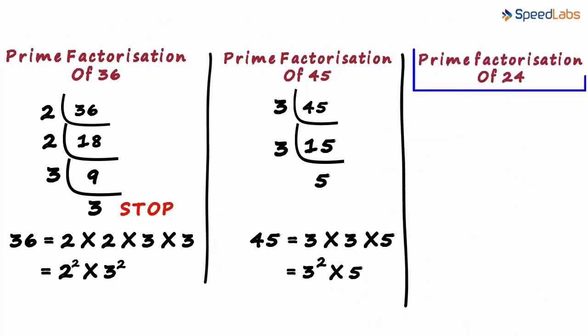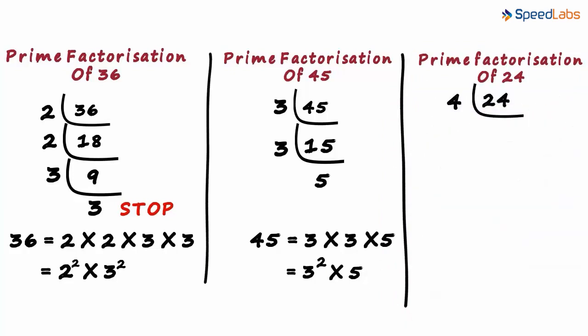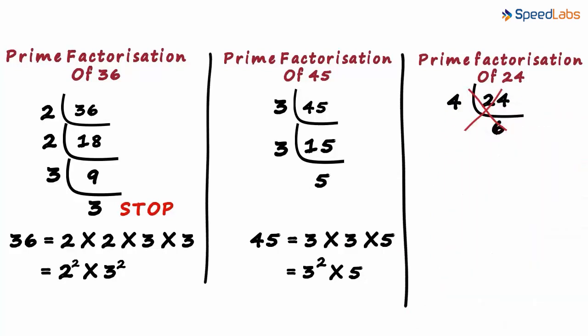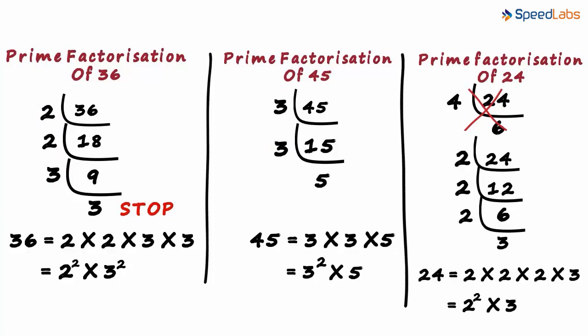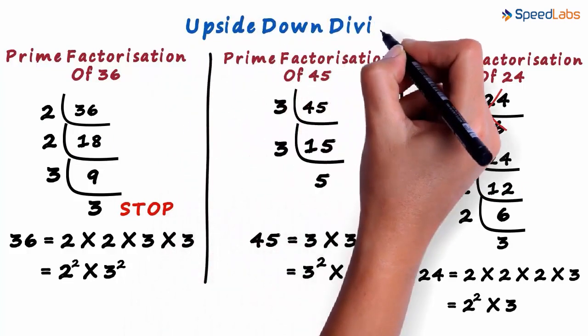We look at the prime factorization of 24. 24, as we know, is divisible by 4. 4 times 6 is 24. This is not the best way to do it. Remember, we should have only prime numbers on the left. We cannot start with 4. This is how it should look. Because the quotient is written under the dividend, this is called the upside down division method for prime factorization.